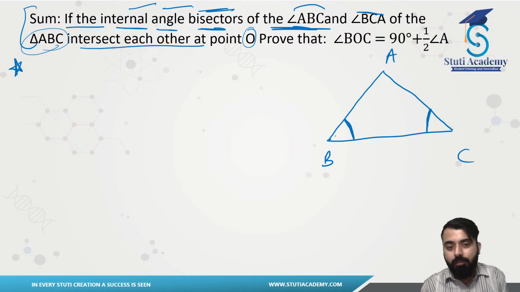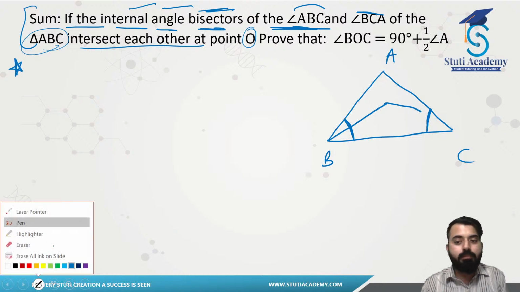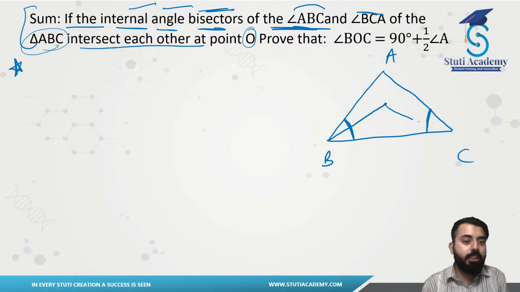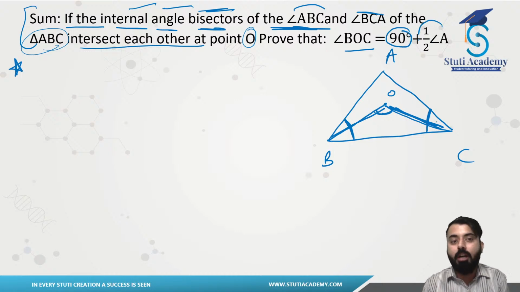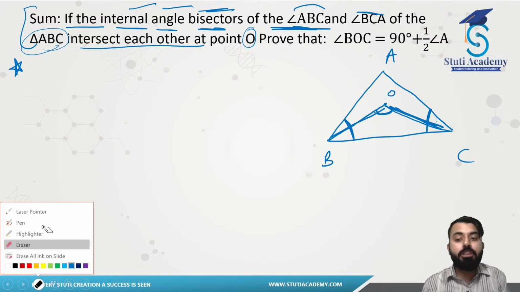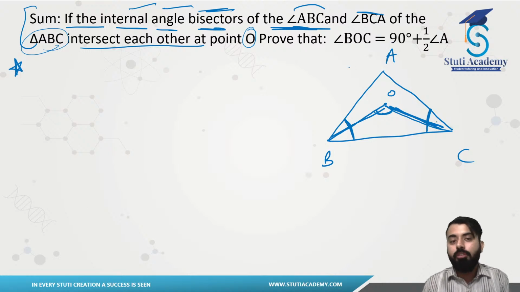So let's just name this one. They are intersecting at O. So obviously I'm going to name them OB and OC. Right? So let's just erase this and have our second bisector. This is OB and this is OC. You have to prove that angle BOC, that means this angle right here, should be 90 degrees plus half of angle A. Remember, this property will be used in your MCQ type questions in which you have to just directly find out the answers. So this is one of the proofs here.